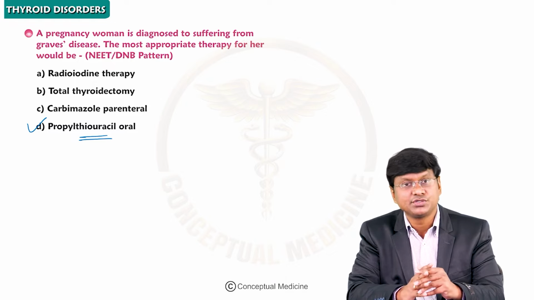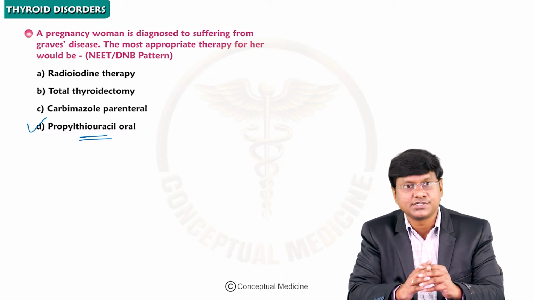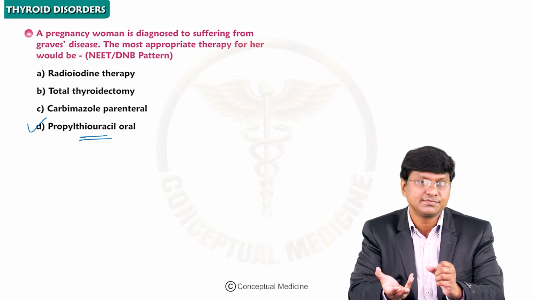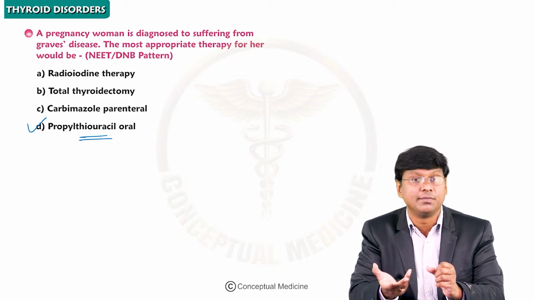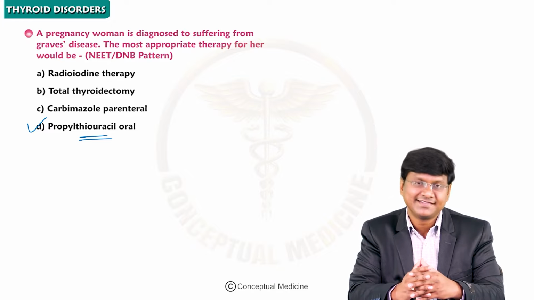So in the next session, I will discuss the extreme forms of thyroid disorders. That is myxedema coma, which is the extreme form of hypothyroidism, and thyroid storm, which is the extreme form of hyperthyroidism. Thank you very much.